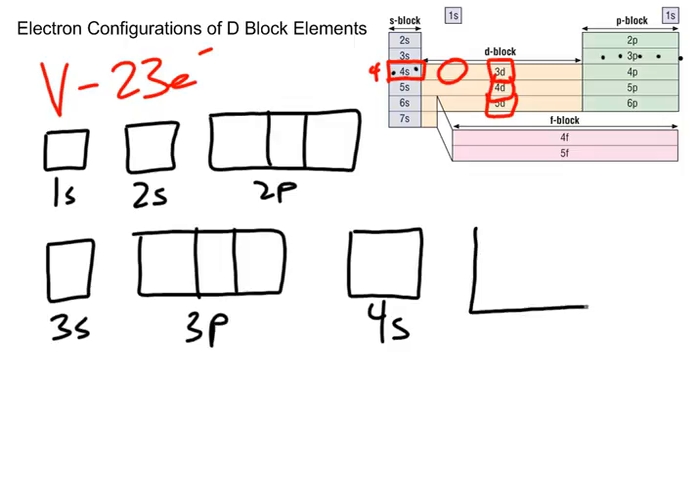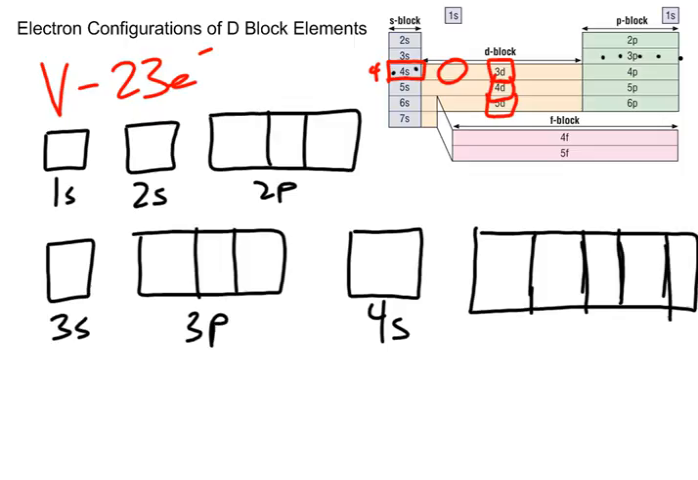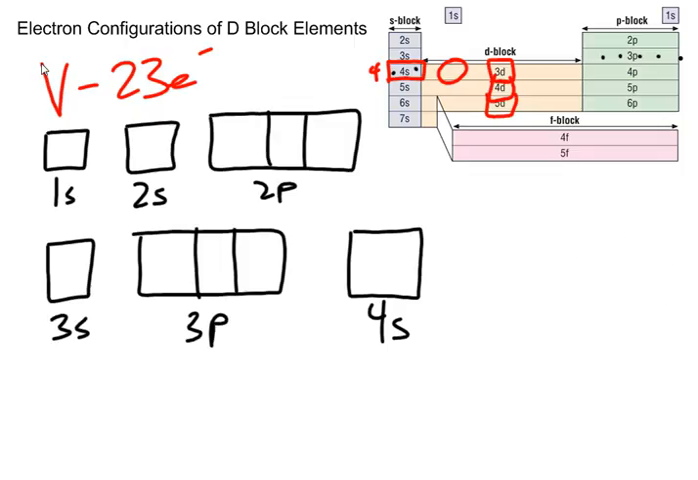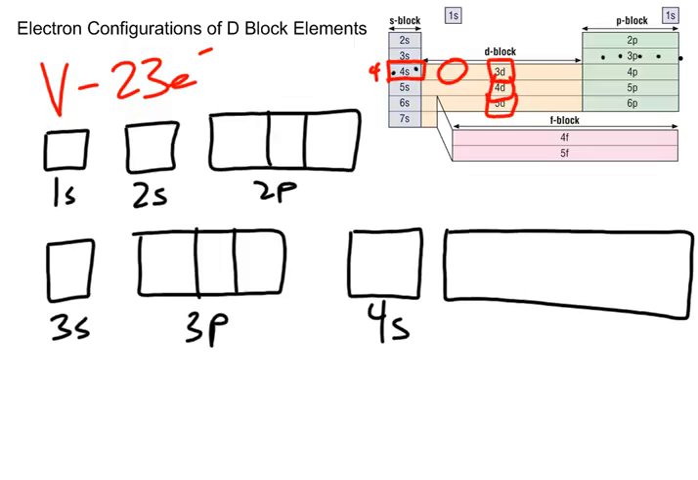Now remember, D-block can hold up to 5 orbitals. I'm not going to fill those last ones up. Orbital blocks are here: one, two, three, four. And that's our 3d. So I'm going to fill in my electrons right here. Good, should look all the same.